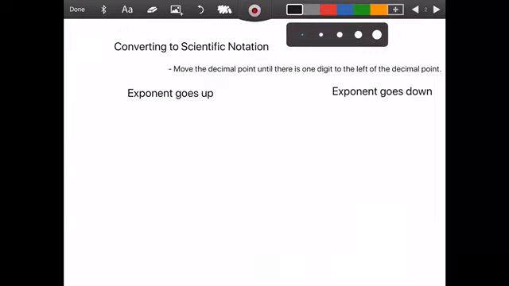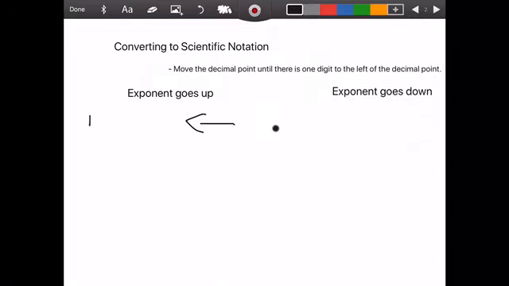Now, in order to convert a number into scientific notation, all you have to do is move the decimal point until there is one digit to the left of the decimal point. Now, let's say we have our decimal point right there in the middle. If you have to move the decimal to the left, that means that the exponent goes up, making n, or the exponent, a positive number. And the same goes the other way. If we have to move the decimal to the right, then the exponent will go down, making n a negative number.